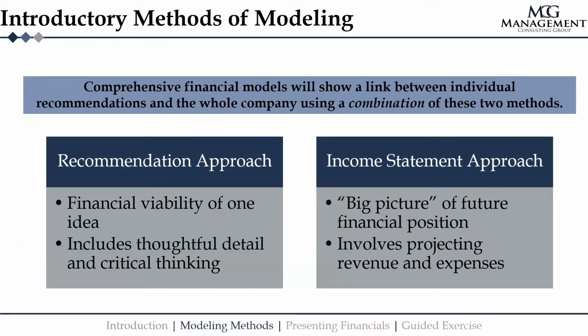So, an introduction to methods of modeling. There are two main methods of modeling which we recommend, and for best success, we recommend doing a combination of the two. The first one is the recommendation approach, which looks at the financial viability of each recommendation individually. For example, you're going to have your recommendation 1, recommendation 2, and recommendation 3. For your financials, you could look at the expenses for each of them, and then look at what the hopeful revenues are that the combined recommendations are going to be generating.